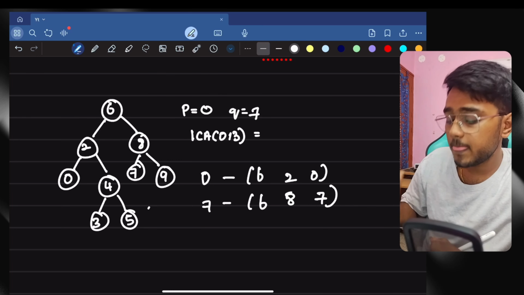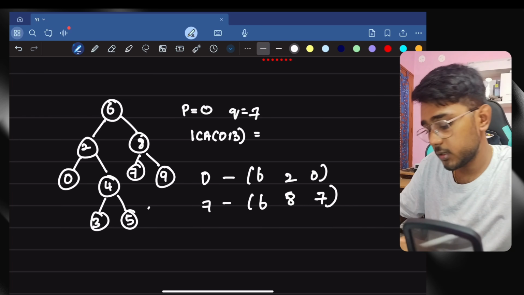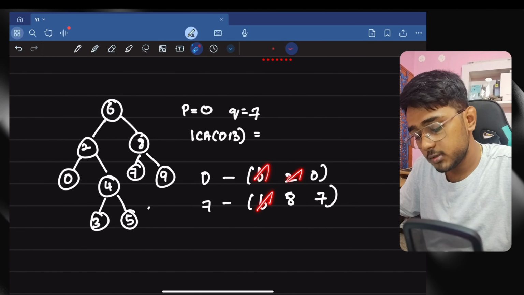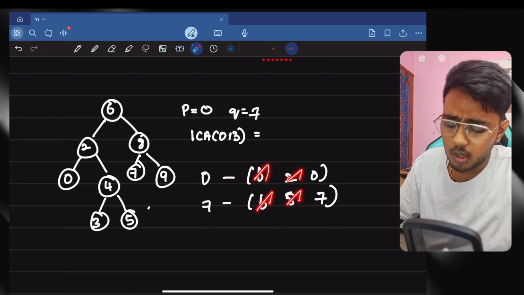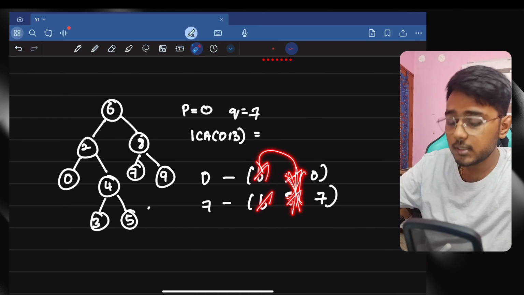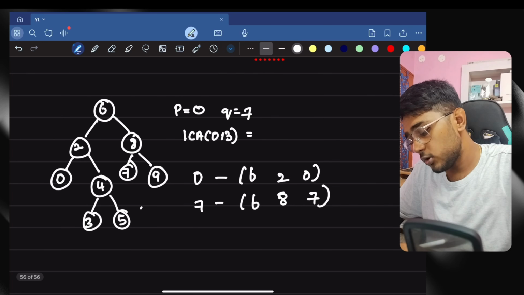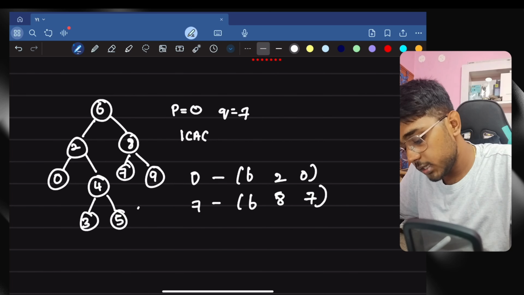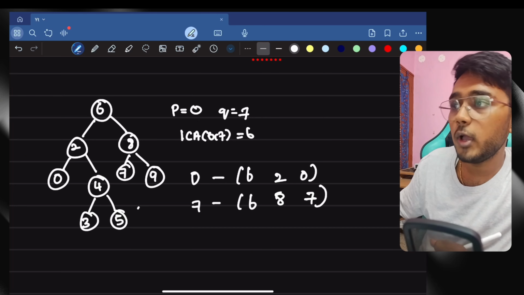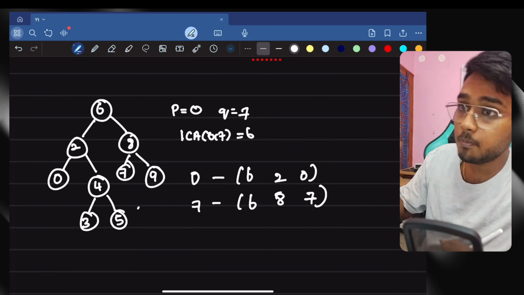Now tell me which is the last point where they intersect. Both the values are equal? Yes, they are. Now let's check the next values. Are they equal? No, they aren't. Which means the previous value is the last intersection value. So the answer is going to be 6. So the LCA of 0 and 7 is going to be 6. And I hope you guys understand this brute force solution as a simple one.